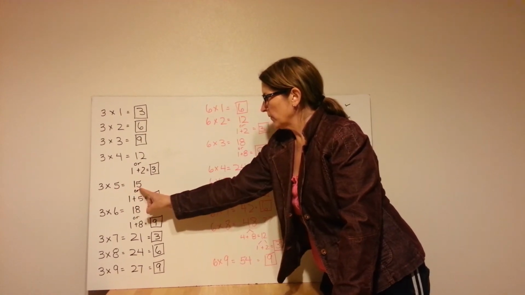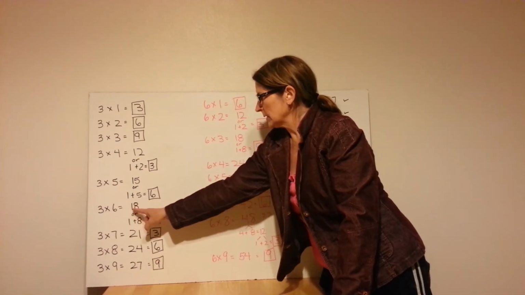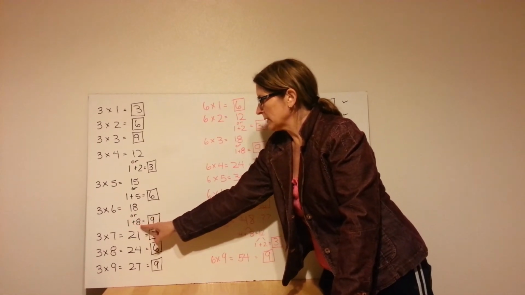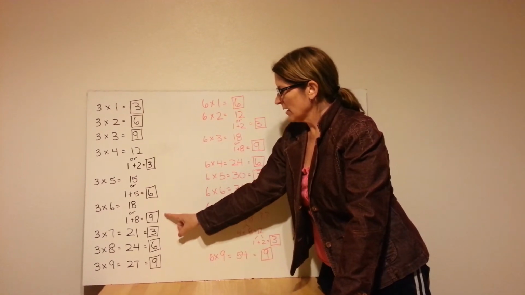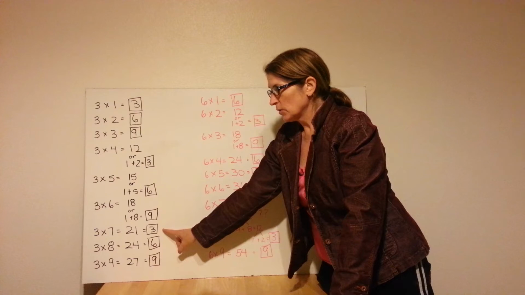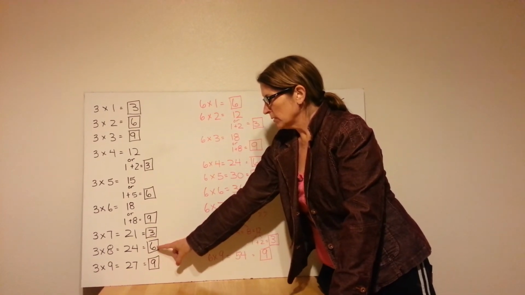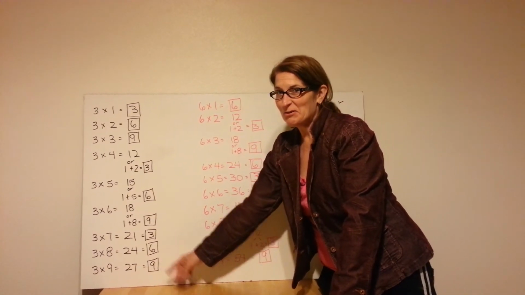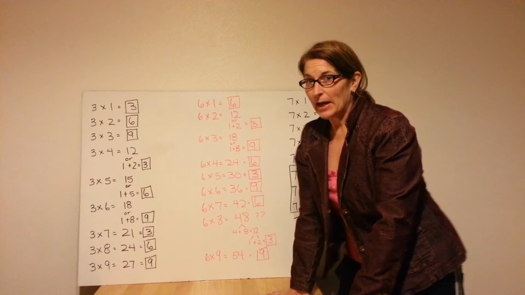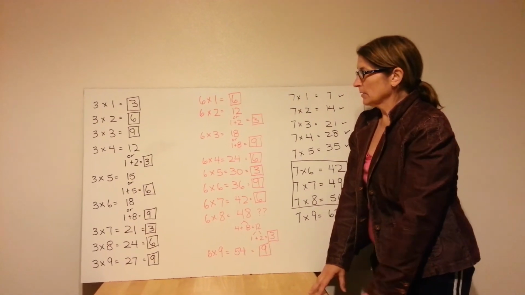3 times 5 is 15, or 1 plus 5, 6. 3 times 6, 18, or 1 plus 8, 9. So 3, 6, 9, 3, 6, 9. 3 times 7, 21, 2 plus 1 is 3. 3 times 8, 24, 2 plus 4 is 6. 3 times 9 is 27, and 2 plus 7 is 9. So it's kind of interesting that there are patterns throughout your times tables.